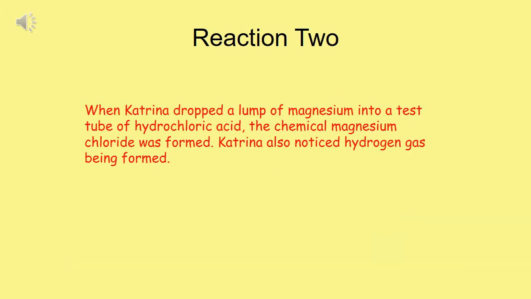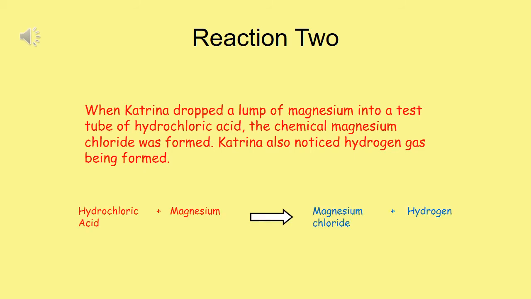Have a go at writing the word equation for this one. When Katrina dropped a lump of magnesium into a test tube of hydrochloric acid, the chemical magnesium chloride was formed. Katrina also noticed hydrogen gas being formed. Pause the video, read the sentence, see if you can write a word equation.